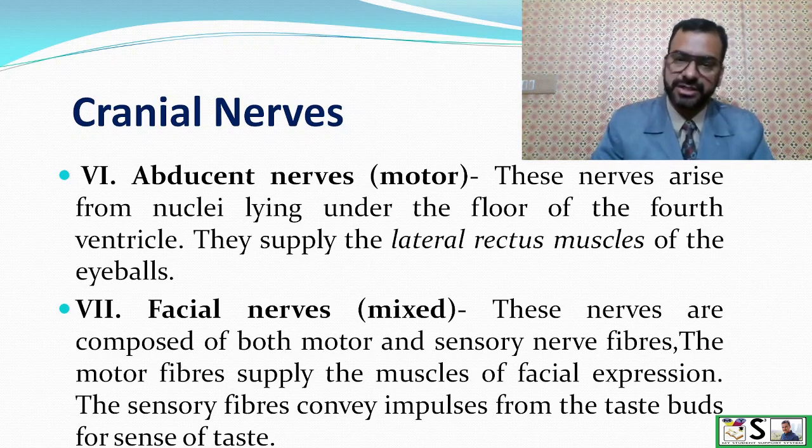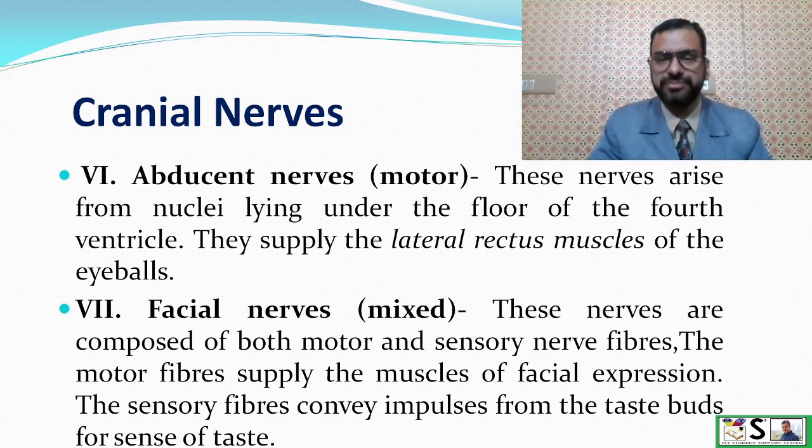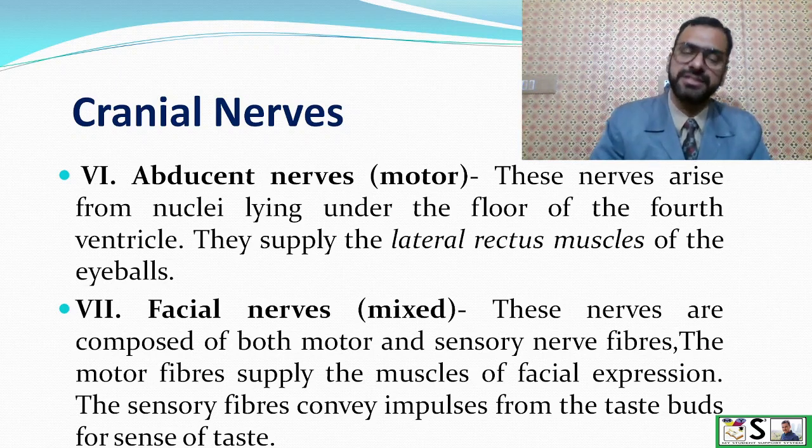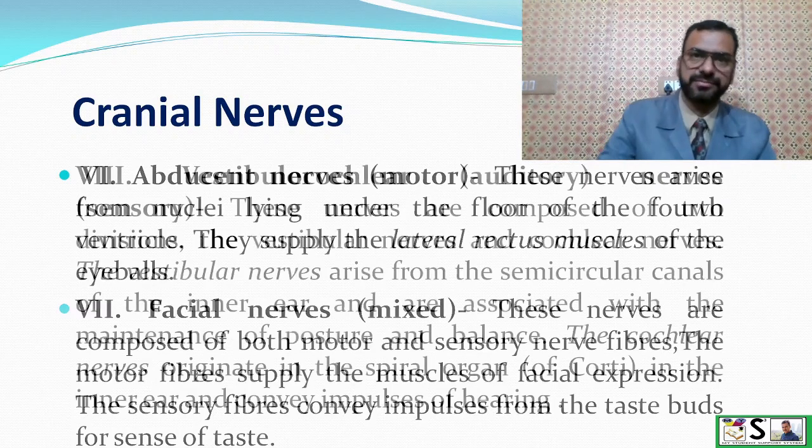Seventh is the facial nerve, which is also a mixed nerve. These nerves are composed of both motor and sensory nerve fibers. The motor fibers supply the muscles of facial expression and sensory fibers convey impulses from the taste buds of the tongue for the sense of taste.